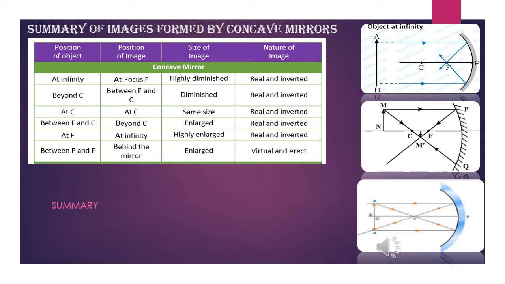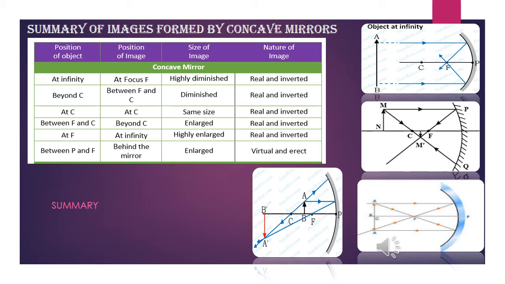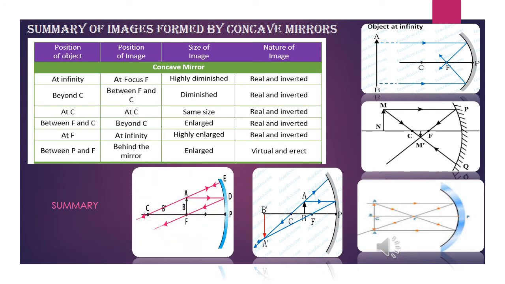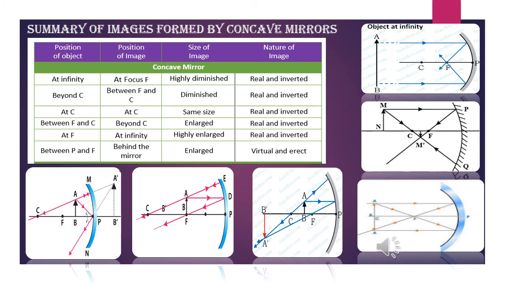When the object is between F and C, the image is beyond C, enlarged, real and inverted. When the object is at focus, the image is at infinity, highly enlarged, and the image is real and inverted. And when the object is between pole and focus, the image is formed behind the mirror, it's an enlarged image, and the image is virtual and erect. Now children, let us go through a video which will help you to understand more about the image formation in concave mirrors.